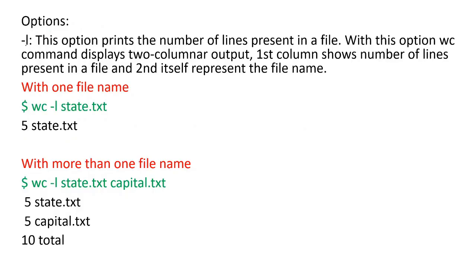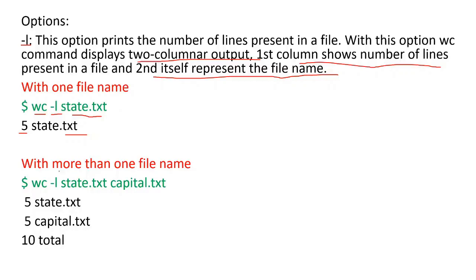You can use the WC command with -l. That means if you want to display only the lines, how are you going to use it? $ WC -l and the file name. It will display only the number of lines from that file. With this option, the WC command displays a two-column output. The first column shows the number of lines, whereas the second shows the file name.